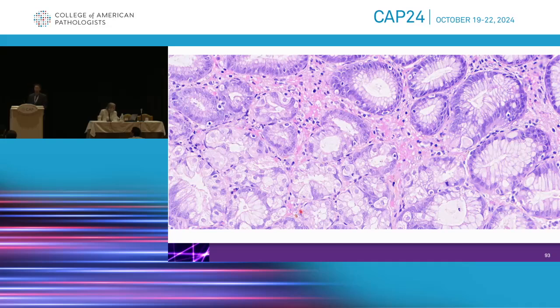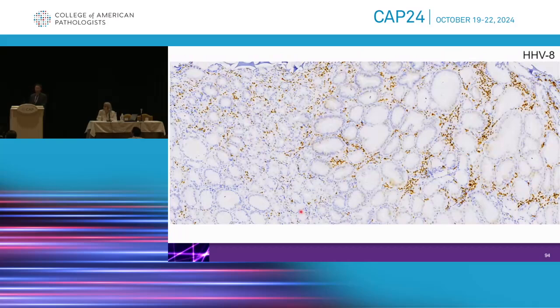When you see this, and you know the patient is an immunosuppressed HIV patient, don't forget about Kaposi sarcoma. And then we ordered HHV8. You can see how impressive it is.